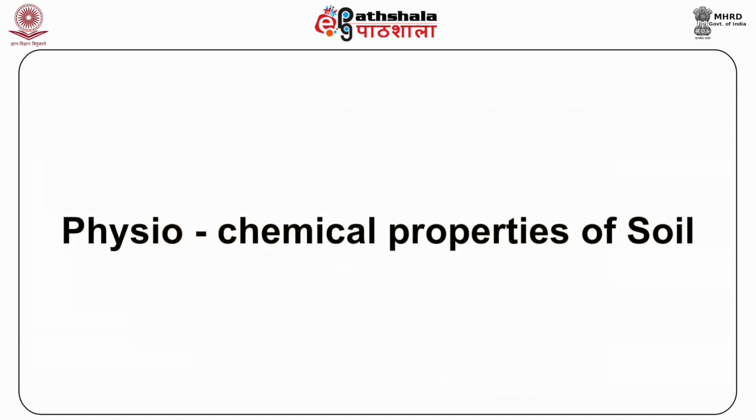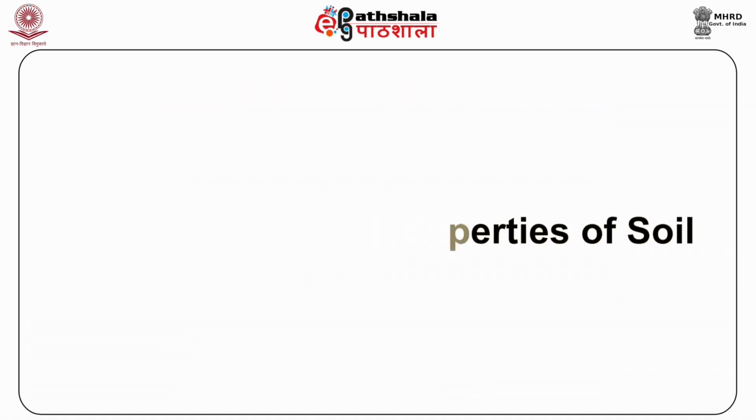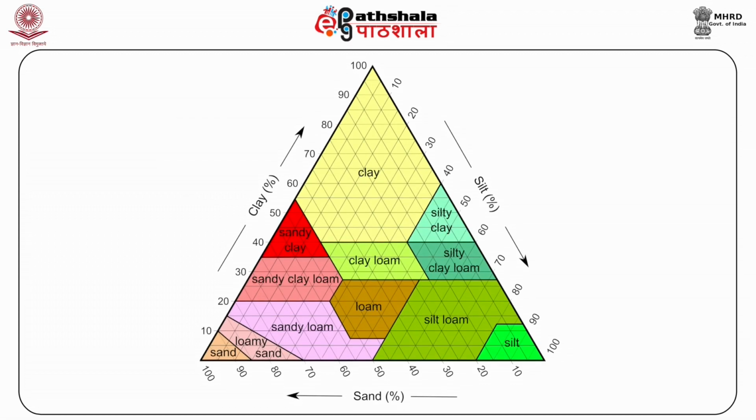Next, moving on to physicochemical properties of soil. The physicochemical properties of soil are mainly attributed to its composing particles, which vary greatly in their sizes. The soil particles have been divided into various groups, which are termed as separates. Following are some important physicochemical properties of soil.